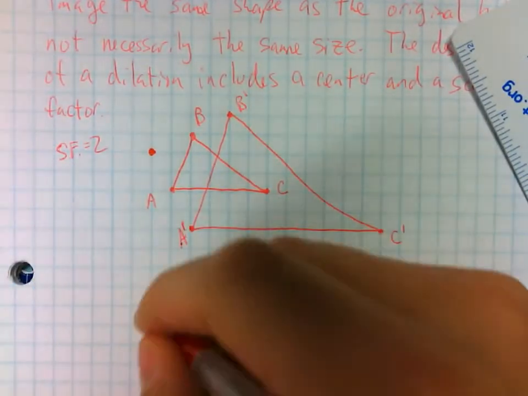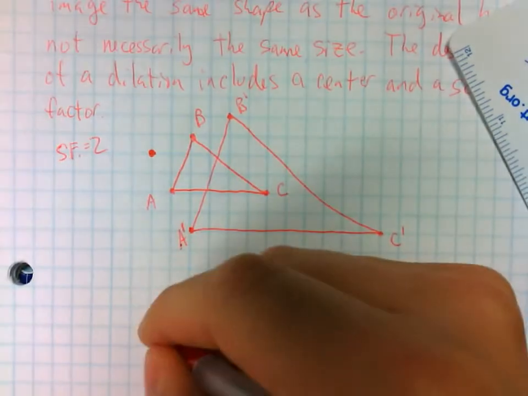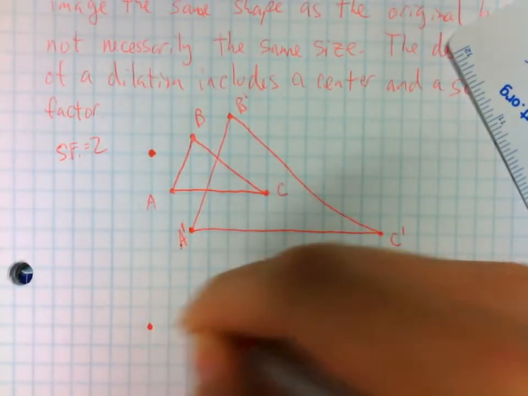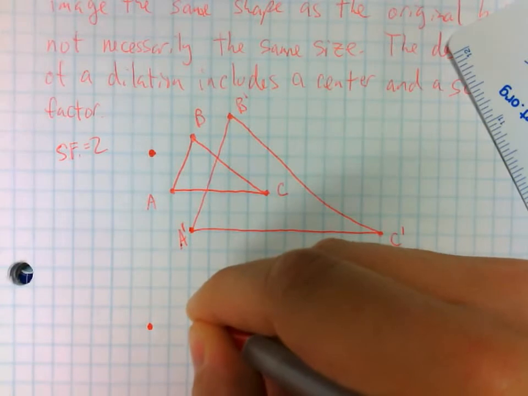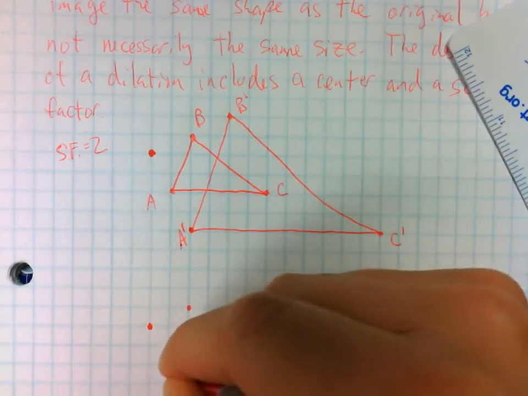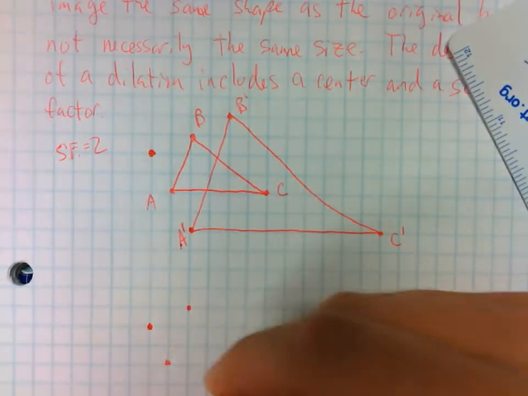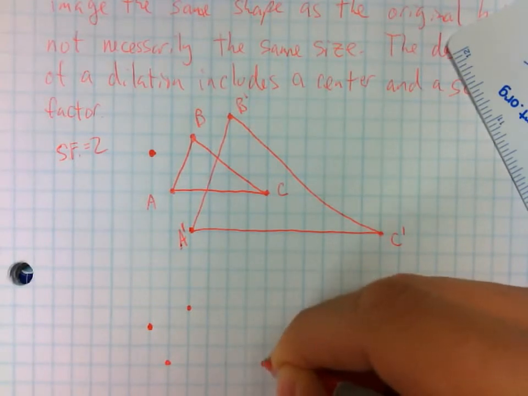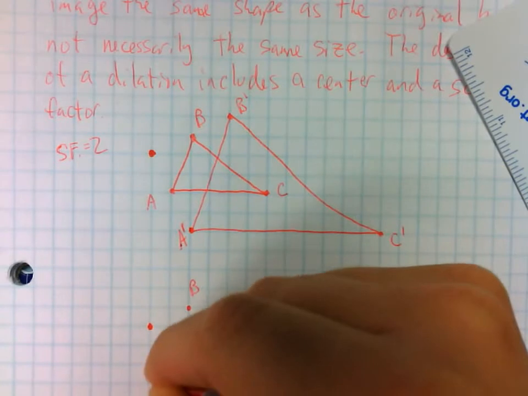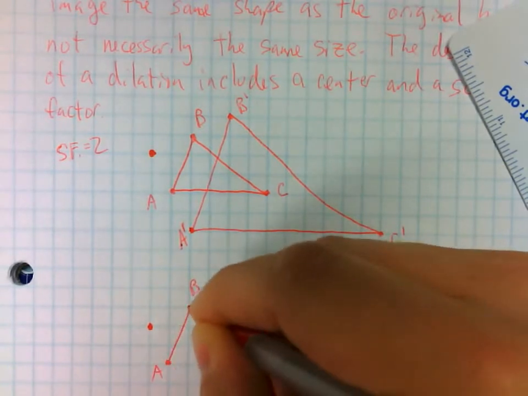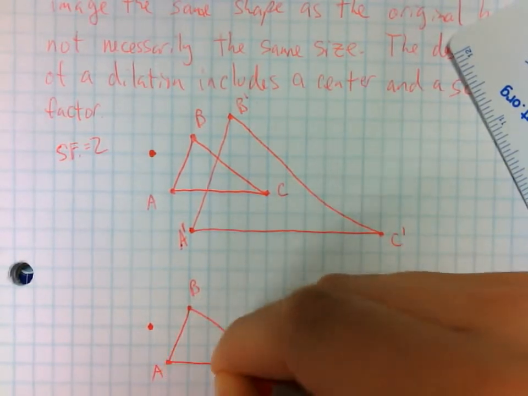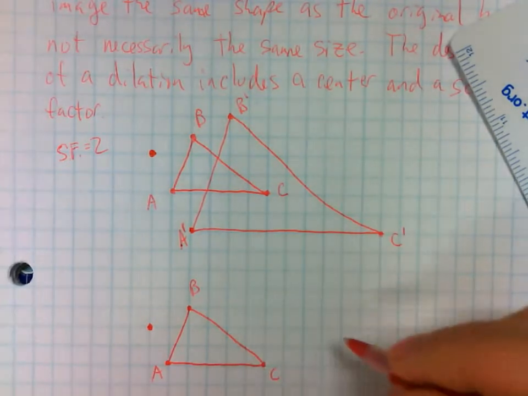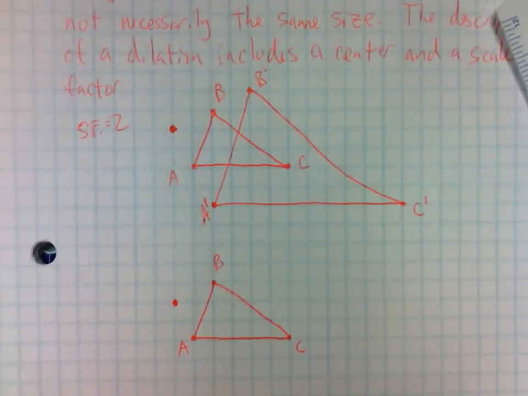Okay? So let's do that same picture. I'm just going to slide it down here. So we'll make that my center point. There's B, there's A, and then 1, 2, 3, 4, 5, there's C. Alright, so now I'm going to do the same thing, but I'm going to do a scale factor of 1/2.